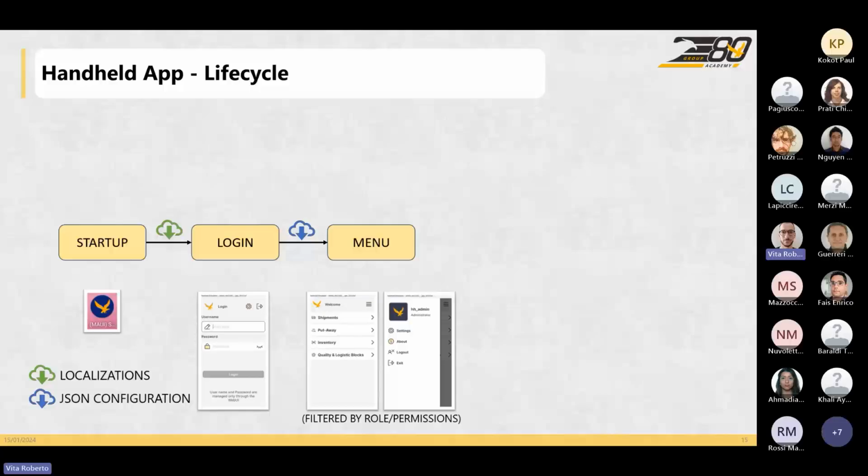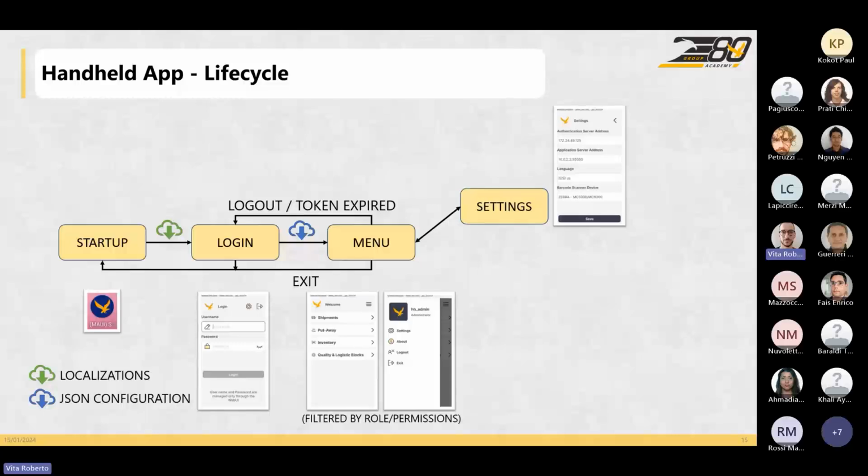When we do the login, we load the JSON configuration from the Dynamic-BFF, and we get the menu. The menu is dynamic, so it's filtered by role and permissions of the logged user. Of course, we can always log out or exit from our application, or we are forced to the login page when the token expires. So, of course, access and refresh token should both expire to be forced to the login page.